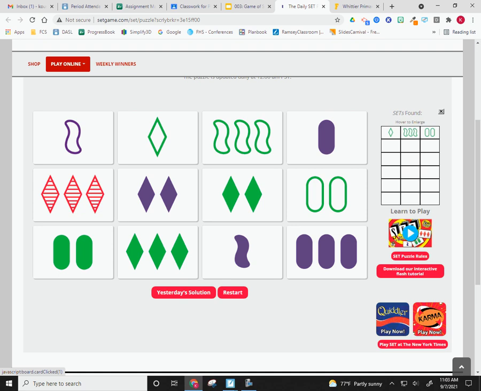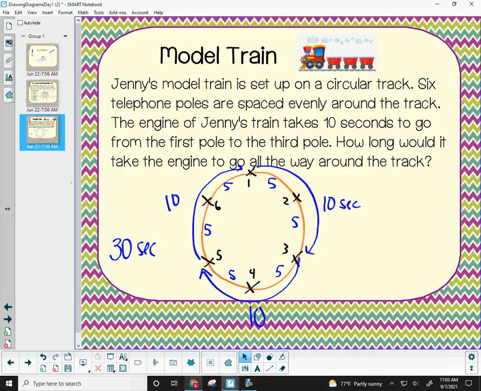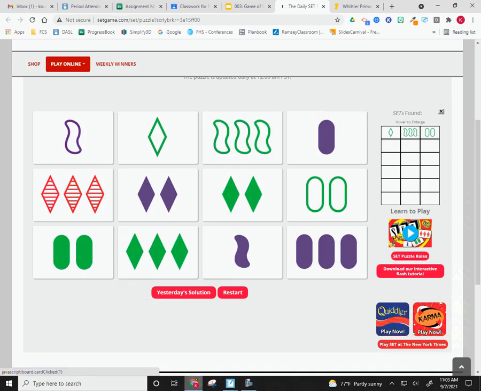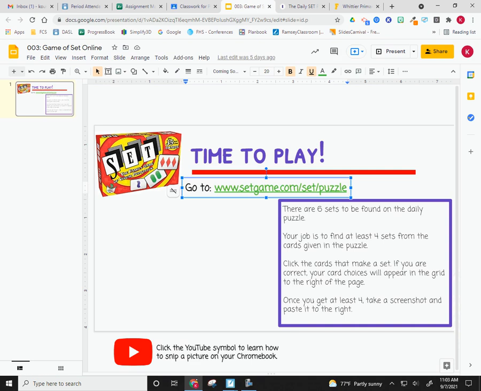So what I want you to do, after you find at least 4, I want you to snip a picture of your 4 sets, and you paste it back in this slide. Just paste it in this slide and turn it in. I put instructions on as far as how to do snipping, or I can help you if you need to snip a picture. Any questions about that? So I'm going to bring around your 2 problems, and then you have a game of Set to play. Good? All right, I'm going to bring those around now.